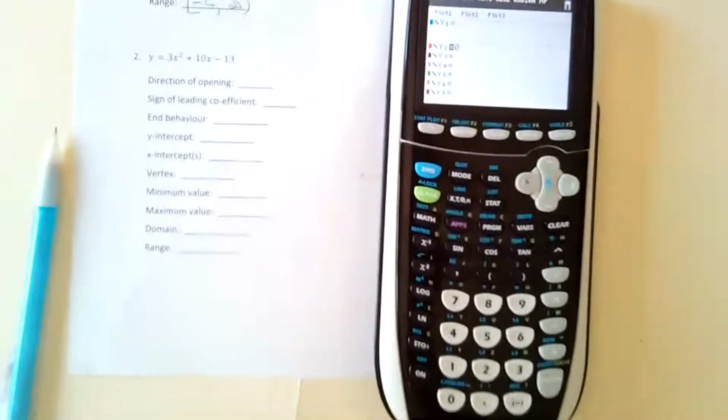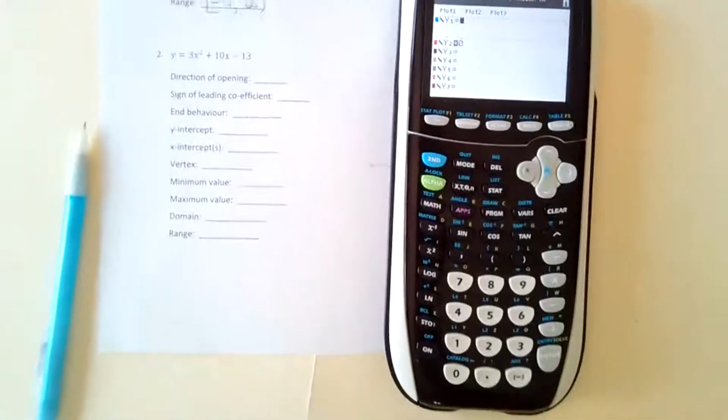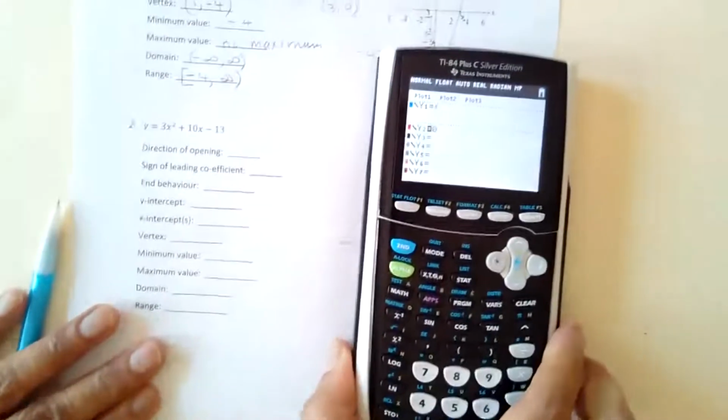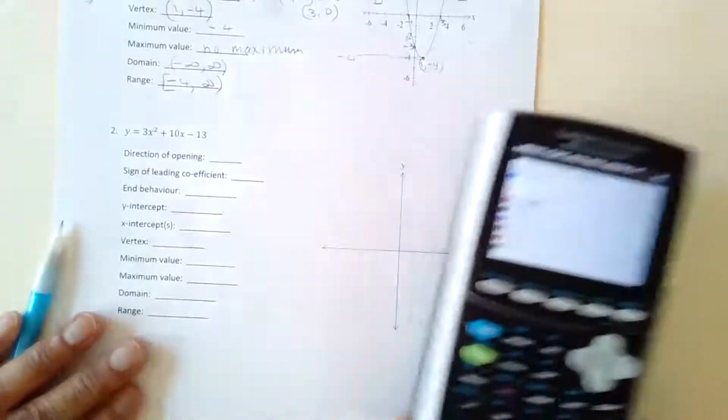I'll zoom out so you can see a full view of the calculator. I'll move this down.